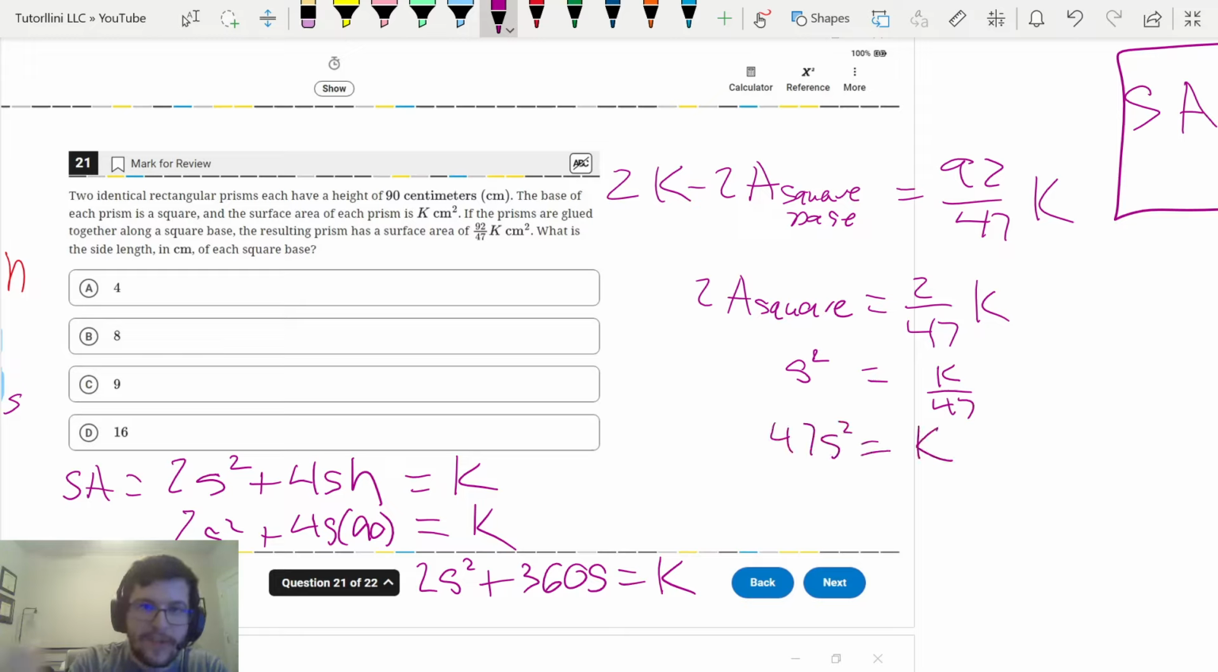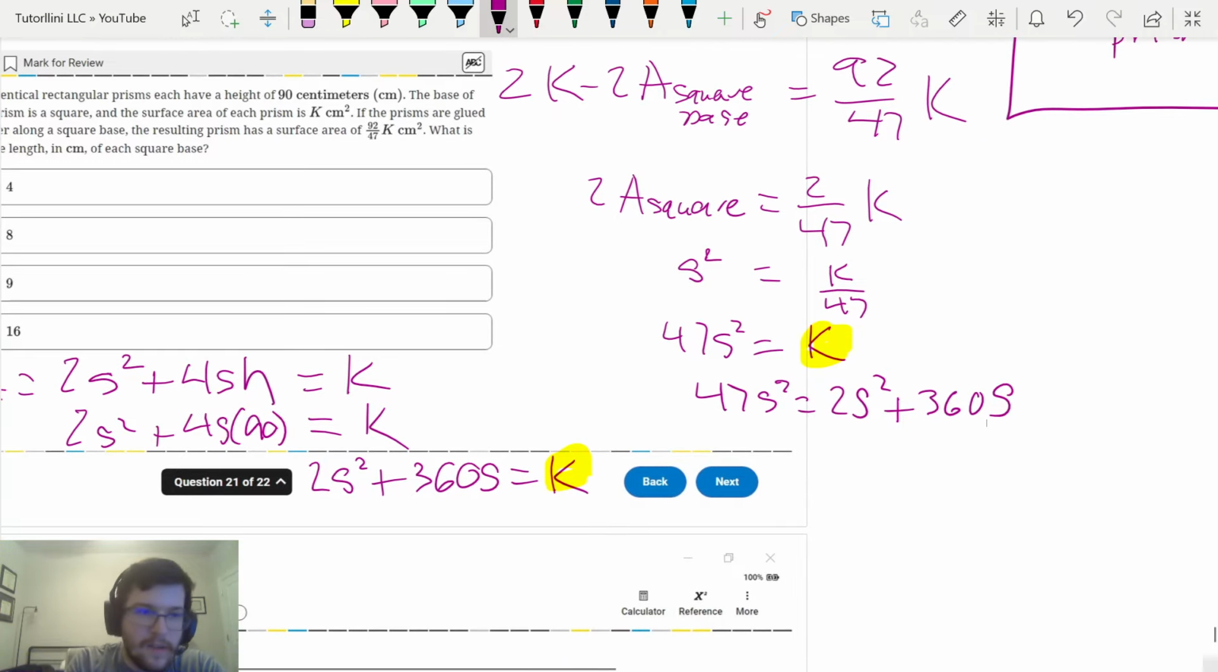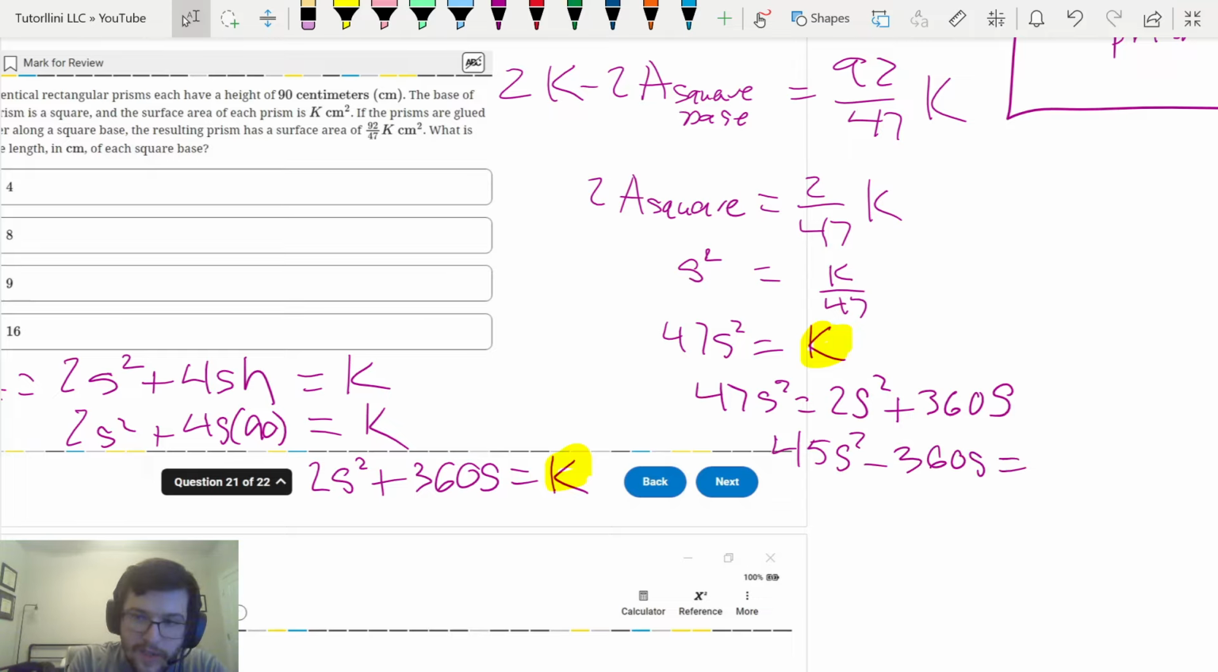And now, oh, this is great. So now I have k and k, so I can substitute. So 47 s squared equals 2s squared plus 360s. Get everything to one side. I'm going to move everything to the left side. And I get 45s squared minus 360s equals 0.